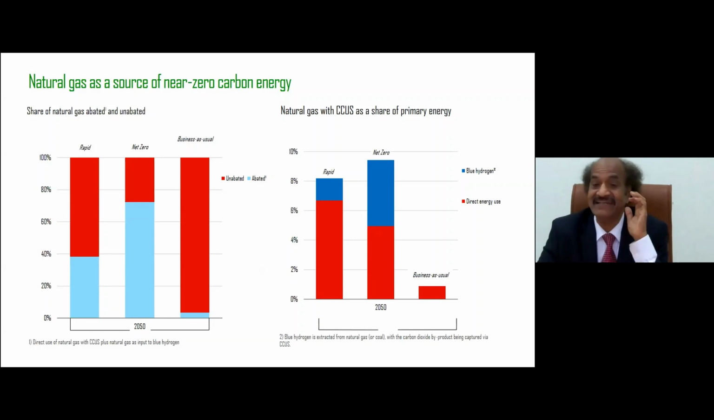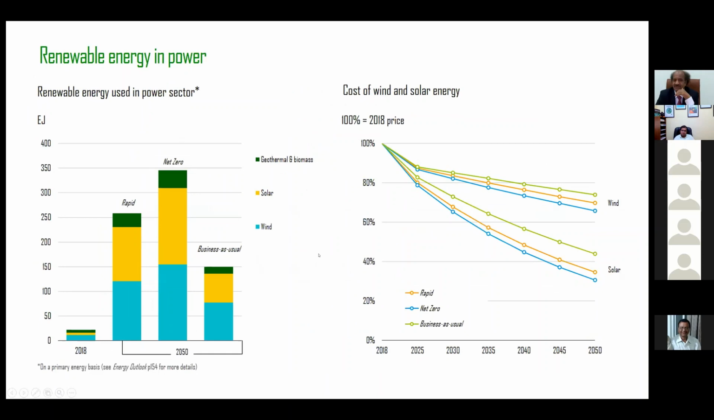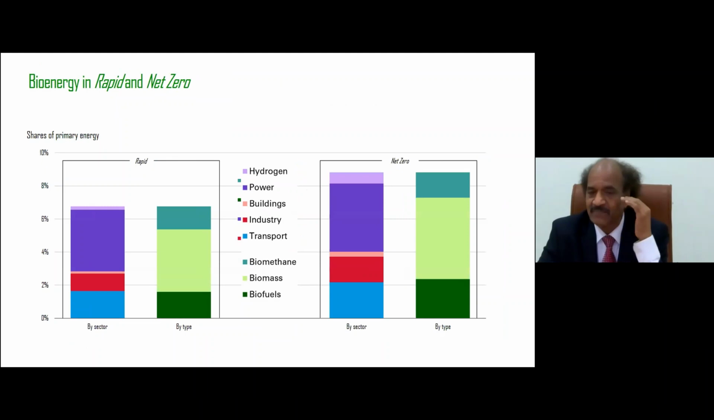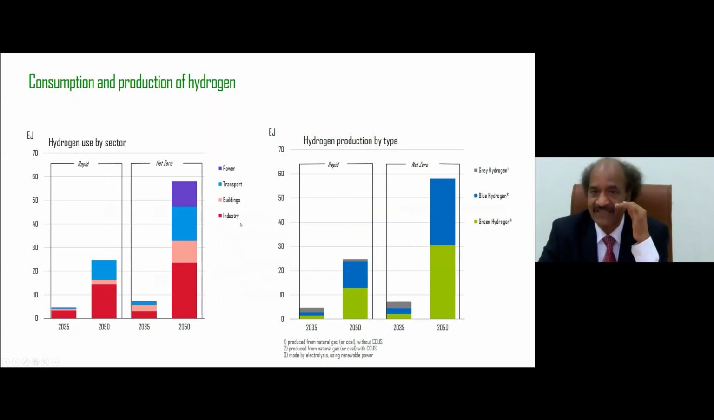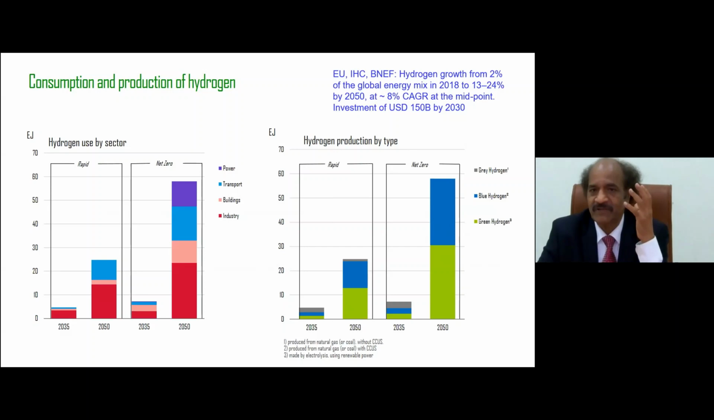The cost of wind and solar energy will go down. And what will be the contribution? That will be something like 73% of the renewable energy. That is what I'm going to show you here. So look at this blue and green. By 2050, you see only green hydrogen and blue hydrogen will be there. And there will be carbon capture if at all anything is produced, including natural gas and coal, because coal will still be used. And this statistics is based on information provided by the International Hydrogen Council, European Union, and Bloomberg New Energy Funding.